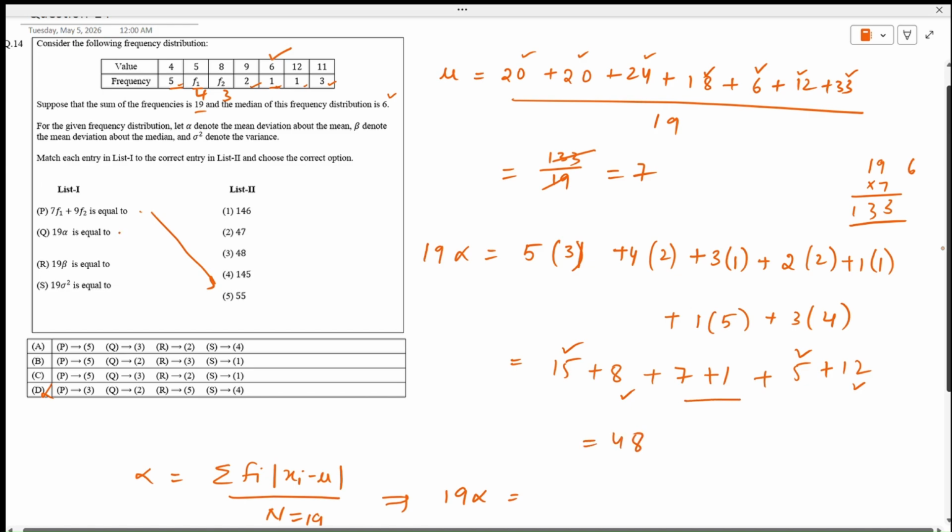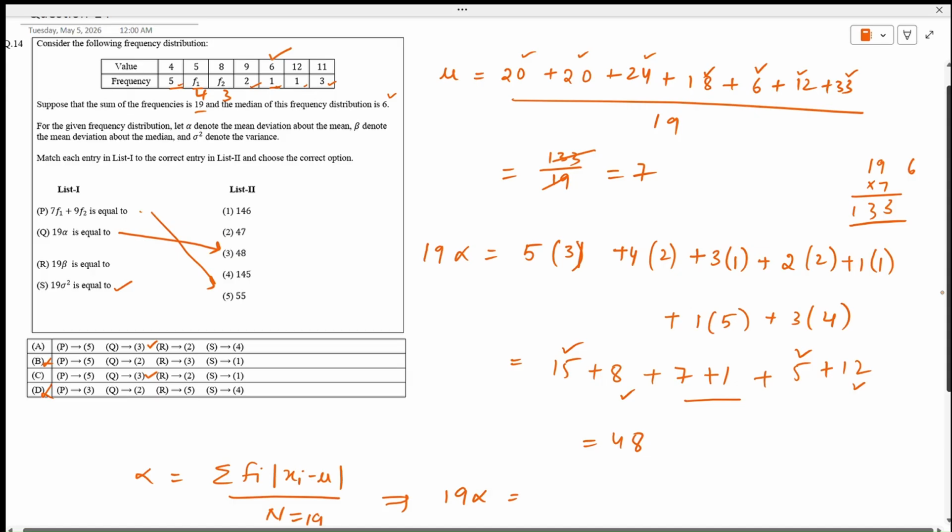So Q goes to option 3. So the first and third options can be correct. B is wrong. Now let us look at the last option. Let us find the value of S. That will give you the final answer.